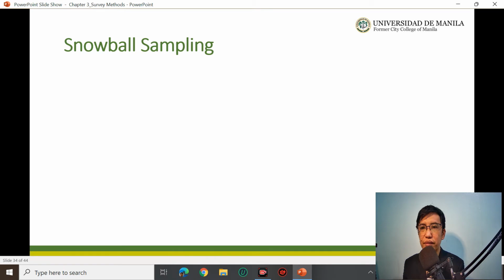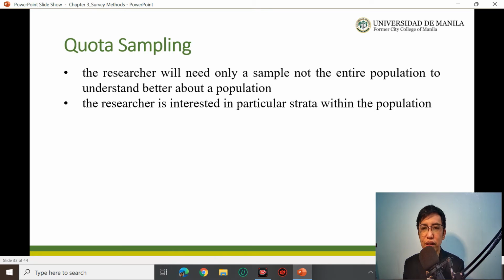Sorry. The researcher is interested in a particular strata within the group or within the population. Say for example, in your research, government employees aged, let's say, 30 to 60 years old only. Or 45 to 60 years old only. Yun lang yung gusto nyo i-consider. Pag nakakuha kayo, say for example, ng 100, kailangan nyo lang ng 100. So yun na yun. Kung 50 lang, yun na yun. Okay? Because that's quota sampling.